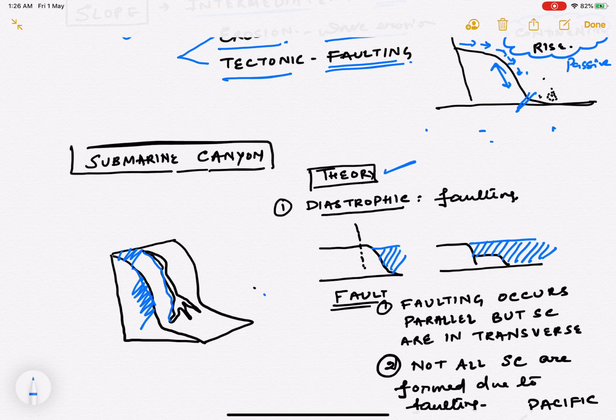The first theory is your diastrophic theory. Diastrophic theory says faulting. Look at the diagram, same. This is your continent, this is your ocean, and there is a fault formation. And it is because of this fault that this part got subsided. And this subsidence resulted in further submergence by the ocean. But again, there is a fault in it.